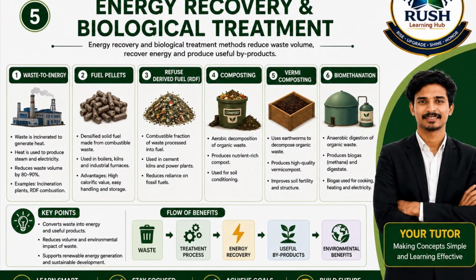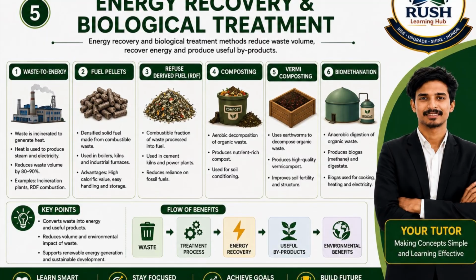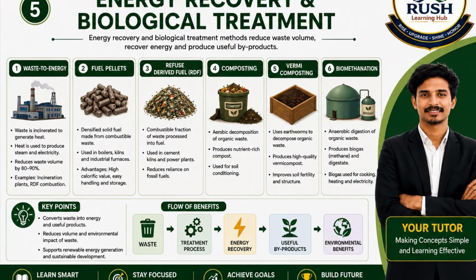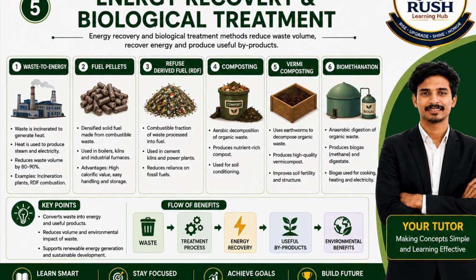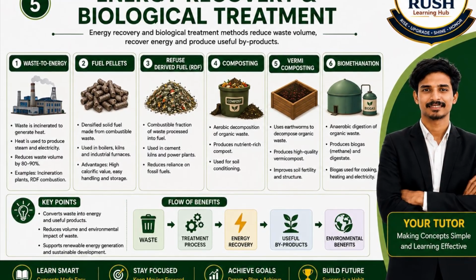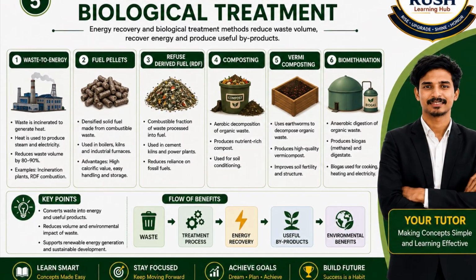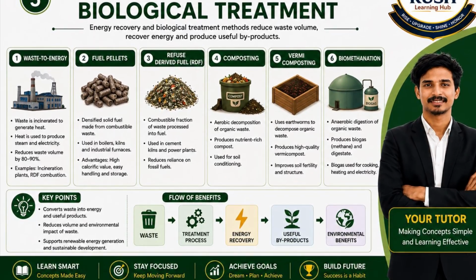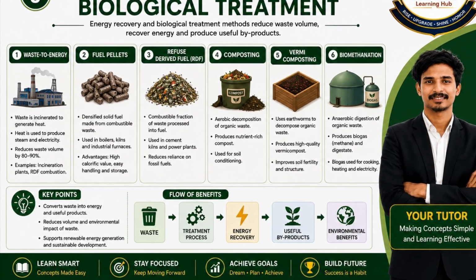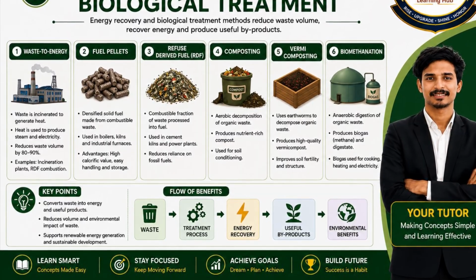Before we move to the next slide, let us quickly revise the important points. Fuel pellets and RDF are used for energy recovery from combustible waste. Composting converts biodegradable waste into compost through aerobic decomposition. Vermicomposting uses earthworms to produce nutrient-rich vermicompost. Biomethanation converts biodegradable waste into methane-rich biogas under anaerobic conditions. These technologies reduce landfill burden, conserve resources, generate renewable energy, and support sustainable waste management.